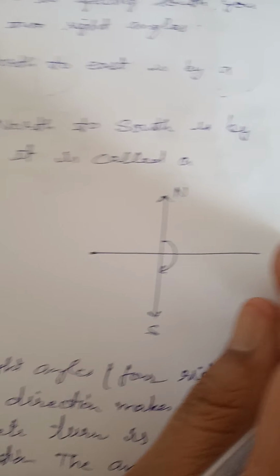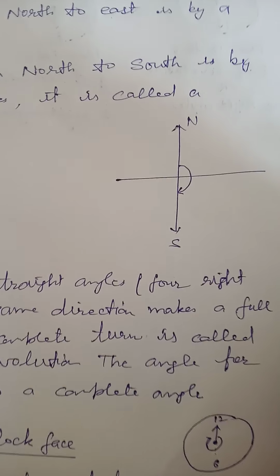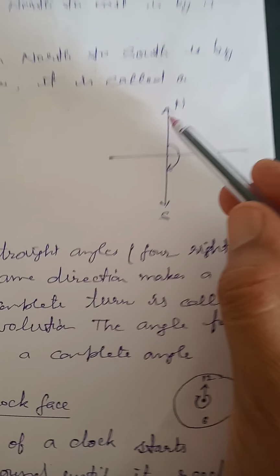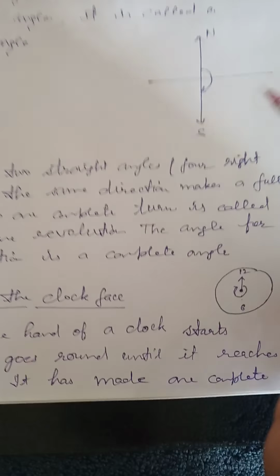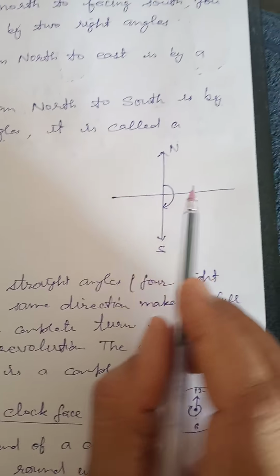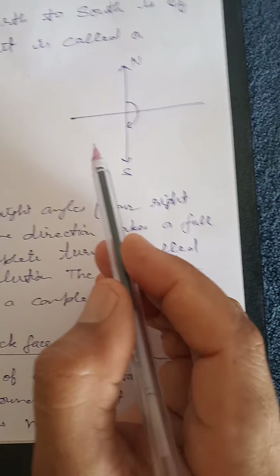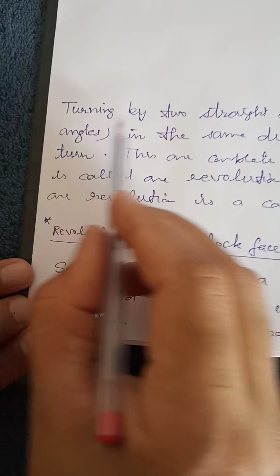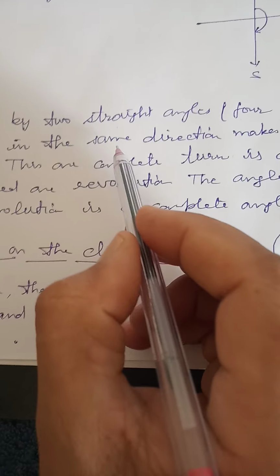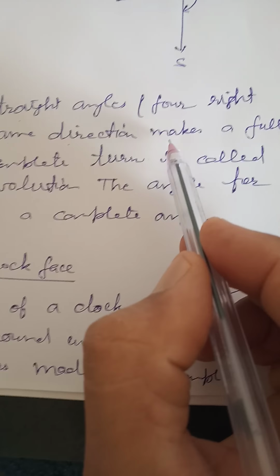Now what is straight angle? The straight angle means two right angles, and the measure of a straight angle is 180 degree. Measure of a straight angle is 180 degree, because measure of one right angle is 90 degree and a straight angle is twice that of a right angle. Turning by two straight angles, that is four right angles in the same direction, makes a full turn.